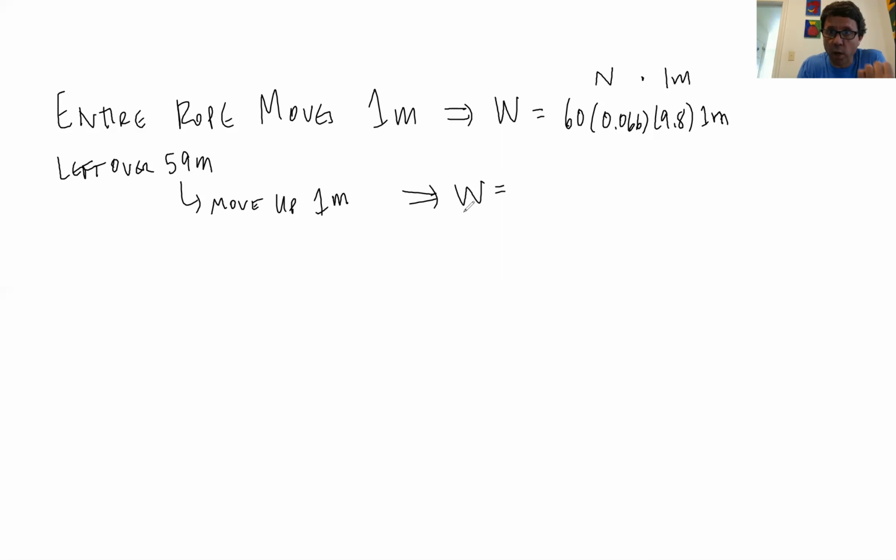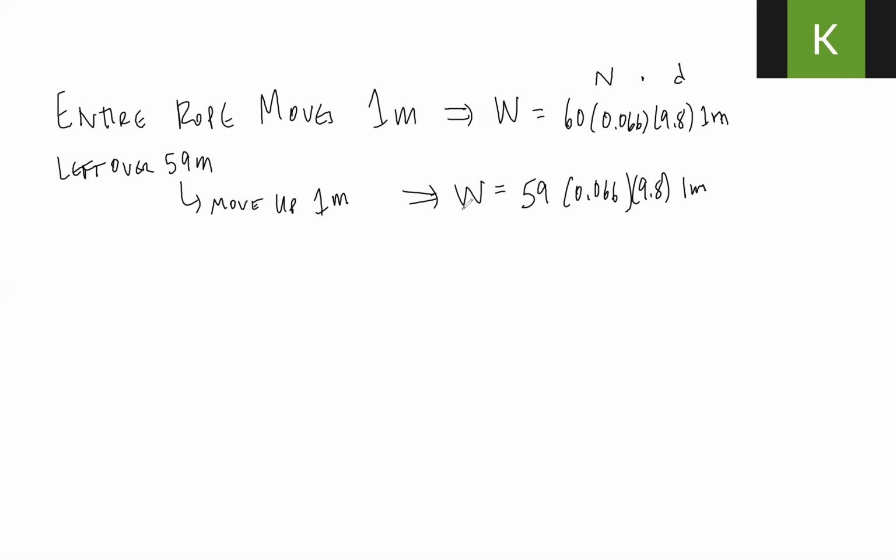Well, I'm moving it 1 meter. So that's my distance here. This should actually be d instead of 1 meter. Newtons times distance. So I'm still going to move it 1 meter, but how much do I have to do? Well, it's 9.8 for the gravity, it's 0.066 for the density, but now I only have 59 meters of rope left to move. And so that will be the work to move the remaining 59 up 1 more meter.